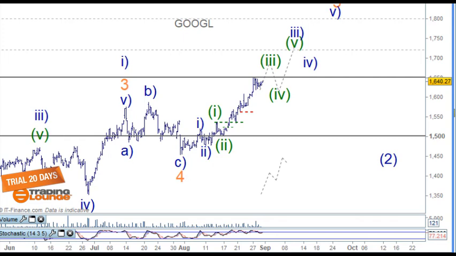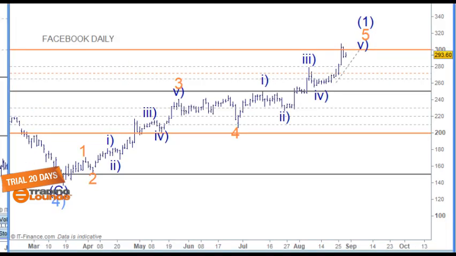What else can we look at here? Facebook. This is kind of interesting because I may have to change this count. We've got 1 here and 2 here, and well, let's just go all the way up to wave 3 here, ABC for wave 4 here, then 1 and 2 here, and then 1, 2, 3, 4, 5 for the 3rd wave here, 4th wave here, and the 5th wave here. This has probably still got one more little push to go through here.